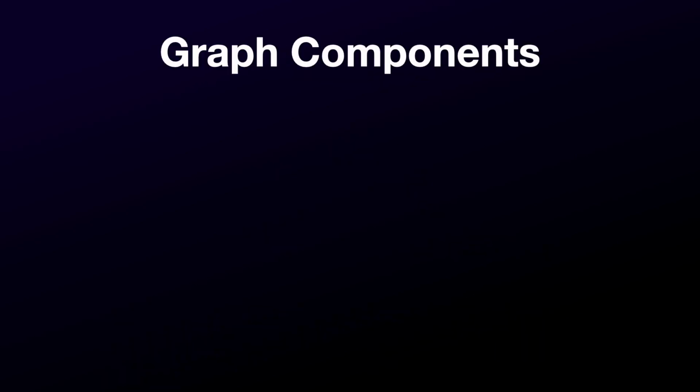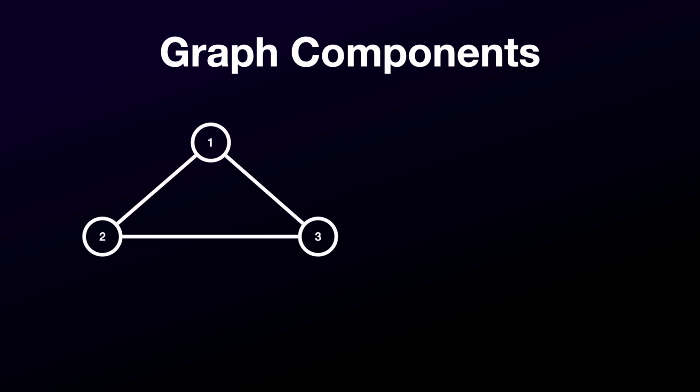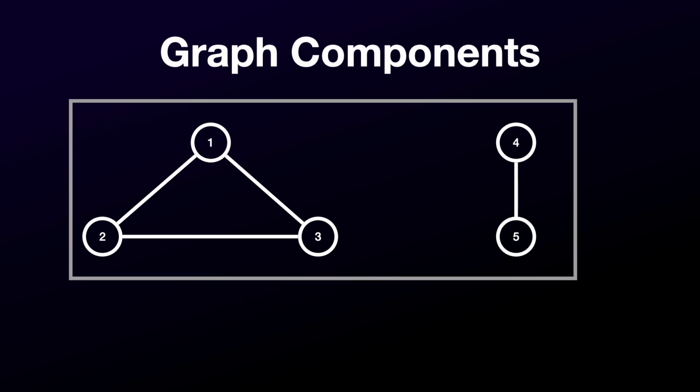Let's now discuss graph components. So far we've seen graphs that have all of its nodes connected to each other, but that might not be the case every single time. In here you can see there are two different graphs, but they essentially belong to the same graph even though they're not connected. They're just called different graphical components of the same graph.